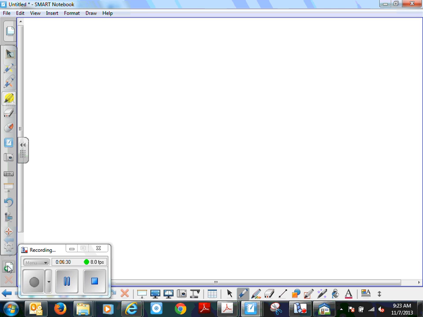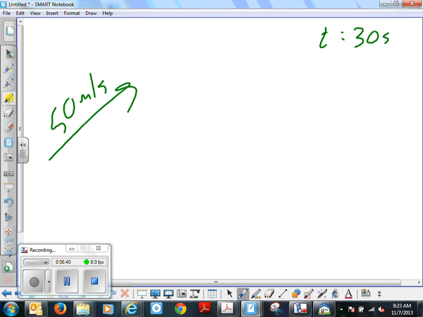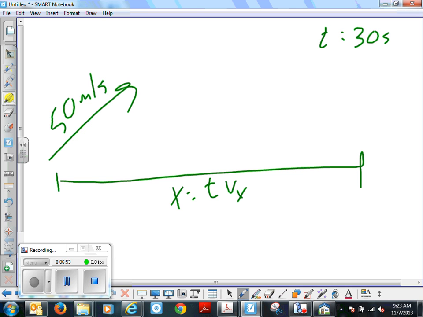Let's say that we have maybe 50 meters per second, and we know that the time that this takes is 30 seconds. Can I solve for displacement? Well, I know that displacement is time times velocity in the x direction. Do I have velocity in the x or velocity in the y? Which one can I find right away? The y, right? So I know it takes half the time to go up, half the time to go down.